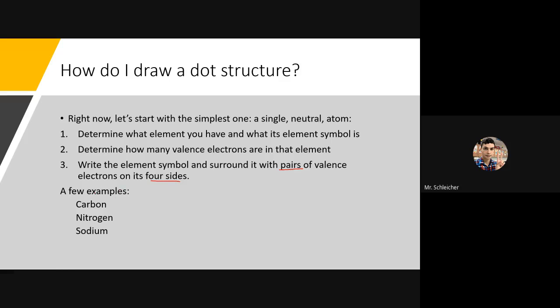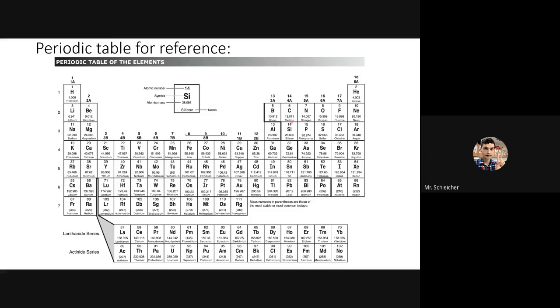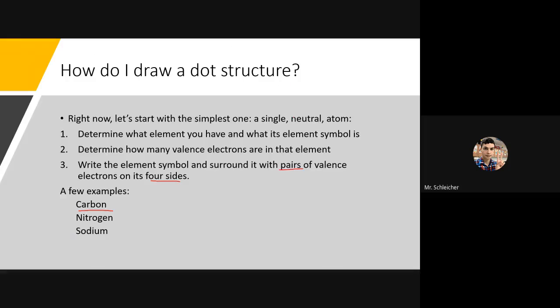So a few examples here, carbon. What I would do first is go to the periodic table and look for carbon. Since I already know where it is, just from practicing so much, carbon's right here, it's number 6, and we can look right here to figure out how many valence electrons there are. I'm seeing there are 4 valence electrons, and I know the chemical symbol is C for carbon. So to draw the dot structure, I'm going to write C, and then draw 4 valence electrons.